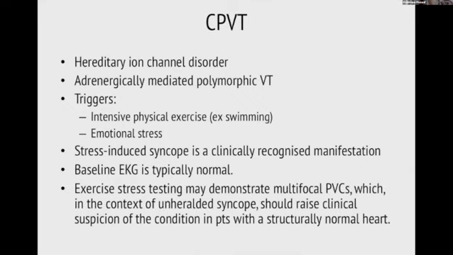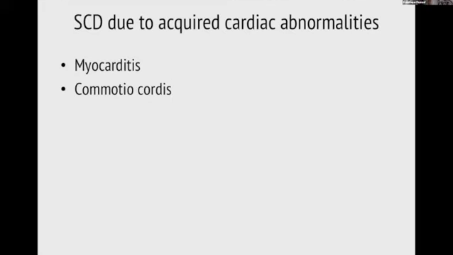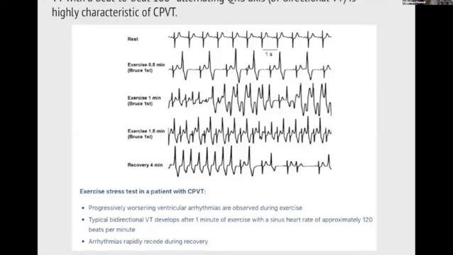Exercise stress testing may demonstrate multifocal PVCs, which in the context of unheralded syncope should raise clinical suspicion of the condition in patients with a structurally normal heart. VT with a beat-to-beat 180 degrees alternating QRS, so bidirectional VT, is highly characteristic of CPVT, but this is a rare manifestation.